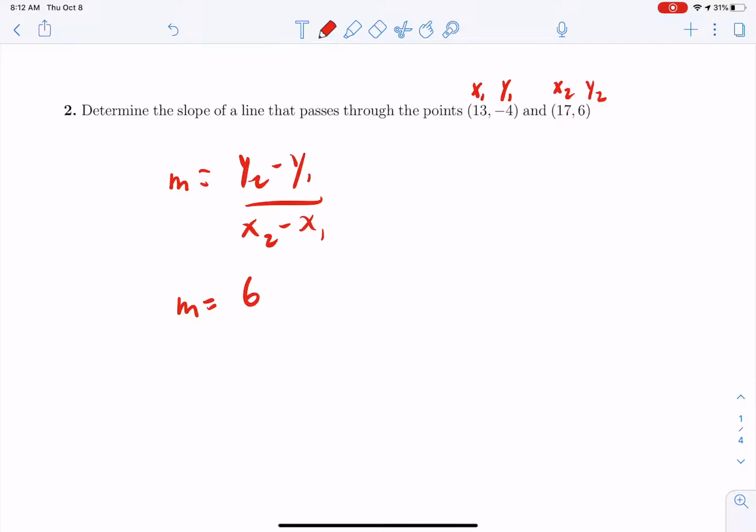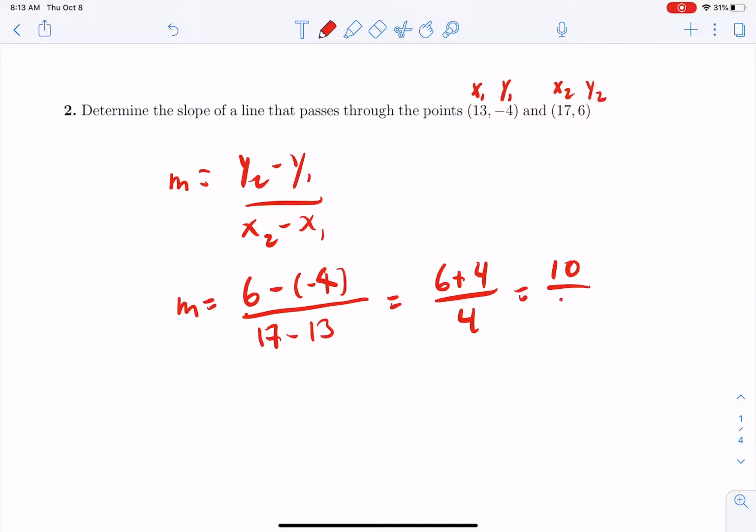I'll have 6 take away -4 over 17 take away 13. All right, subtracting those, 6 take away -4 really becomes 6 plus 4. Subtracting a negative, you change the sign to positive. 17 minus 13 is 4. This becomes 10 over 4, or 5 over 2 as my slope. So for every 5 we go up, we go 2 over.